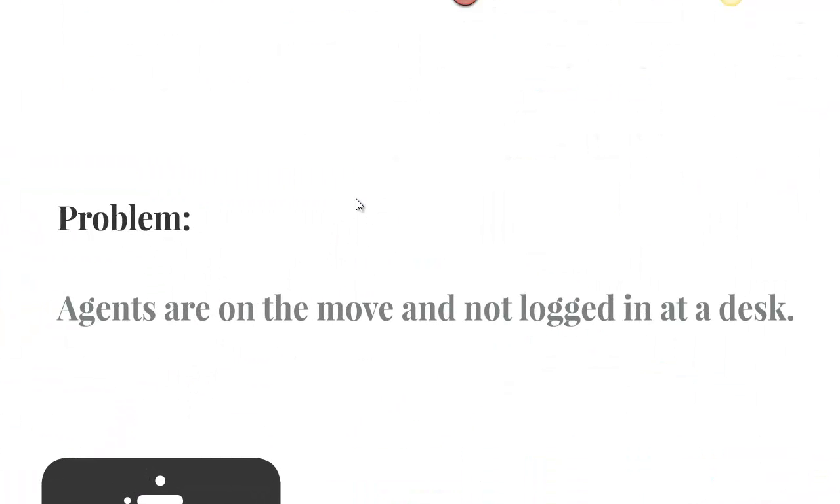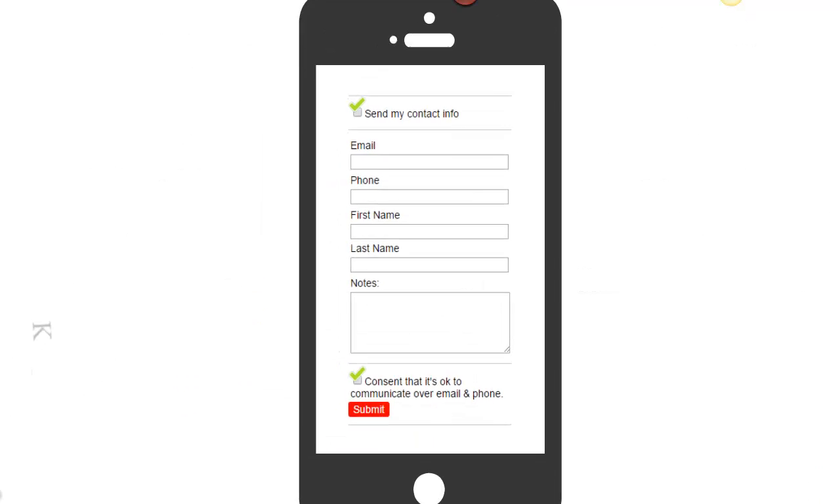Another problem is agents are on the move and not logged in at a desk. Well, we're creating this app that works on phones and it's right in your pocket, so when you bump into somebody at an open house or at a barbecue or anywhere in the street, you're not actually logged into your database, so you don't actually add people to your database. Well, this is an easy way for you to create custom forms that will allow you to add people to your database and at the same time send them your contact information, for example.